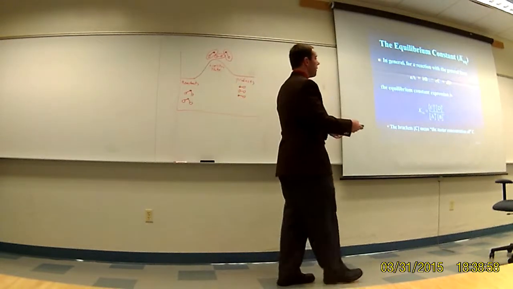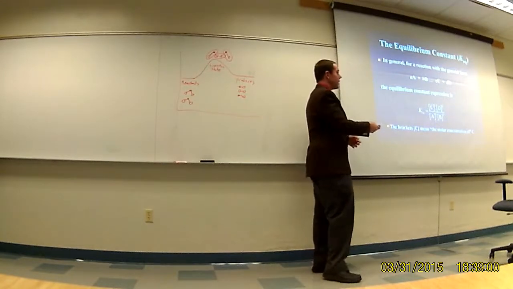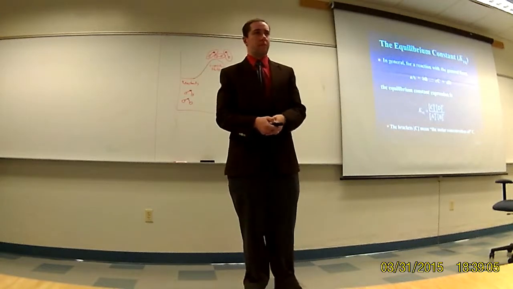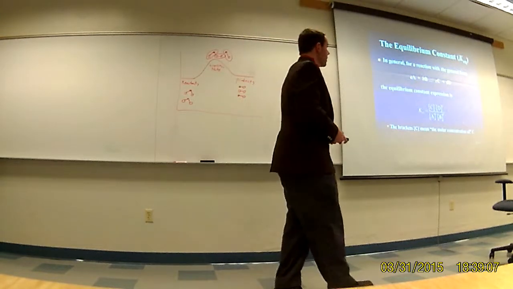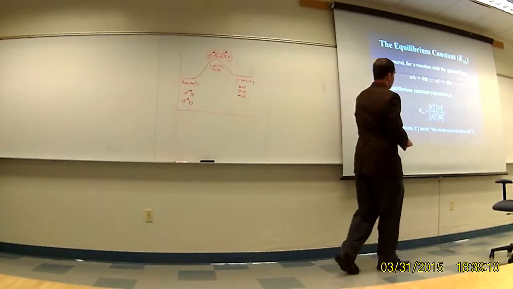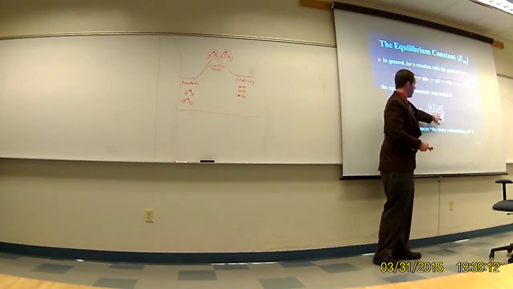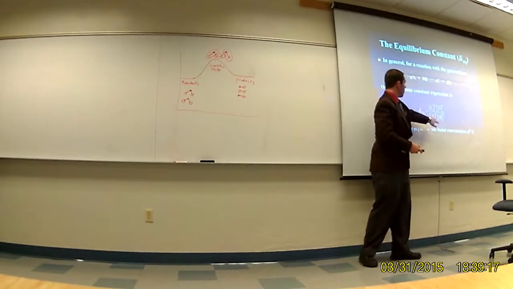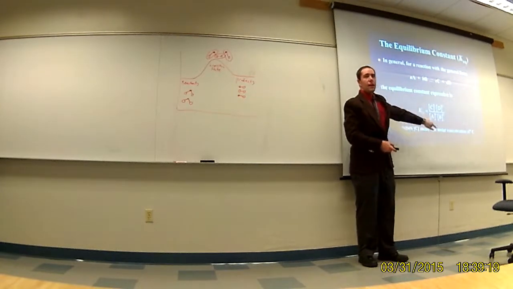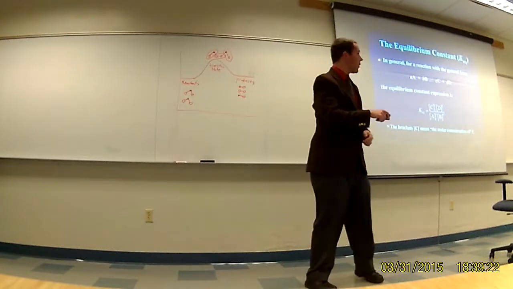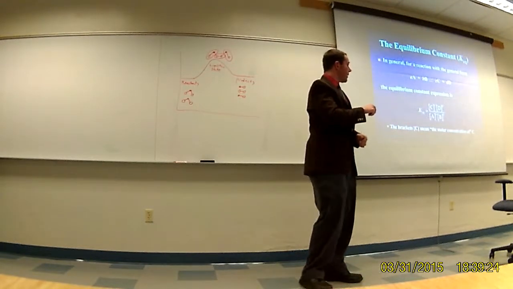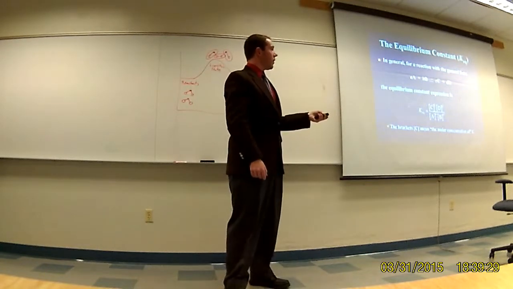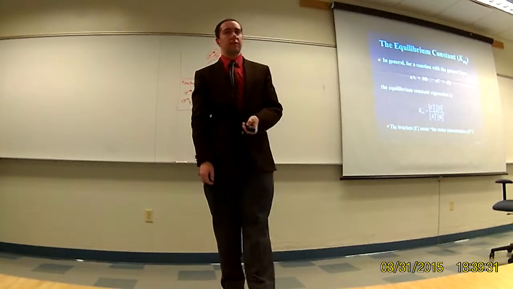We do the same exact thing for the reactants on the bottom. A to the power of A, B to the power of B. If you put the concentration of each thing in here, you're going to get a value. And if you take the concentrations at equilibrium, you will always get the same value of K. So that K is called the equilibrium constant.